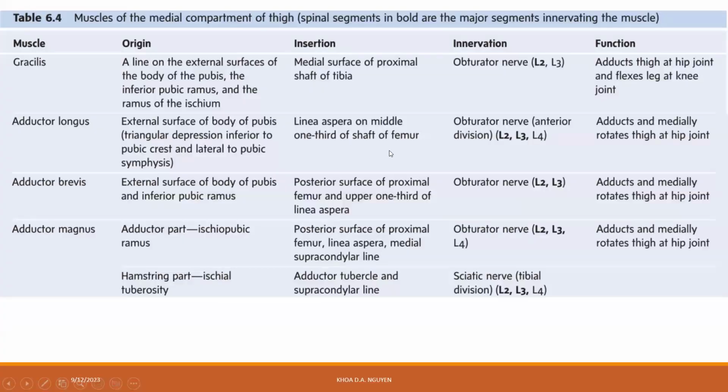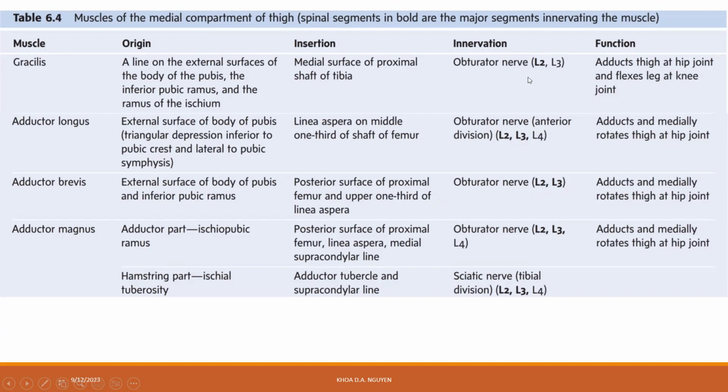Okay, so now this is the thing that we're talking about. Just like every time before, I will not go through every single one of these, but I will focus on the things that are actually important for you guys to know. So all of these muscles are adductors: adductor longus, brevis, magnus, and the gracilis as well. Just like their name suggests, those adductors are all muscles that adduct the thigh, and they also medially rotate at the hip joint, basically.